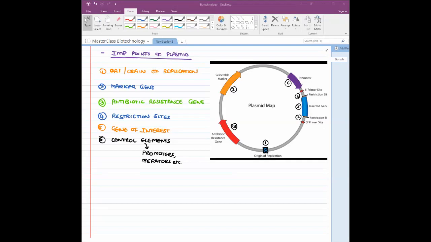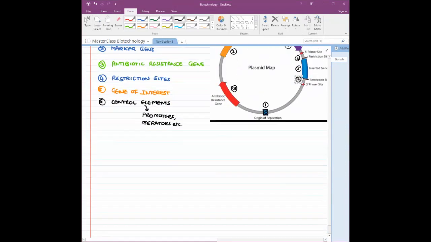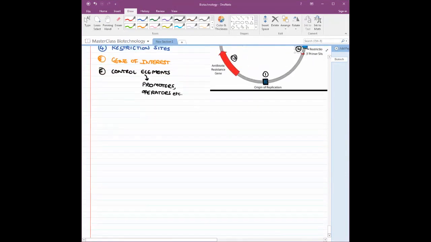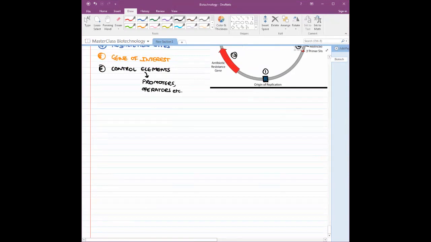So let's try to understand, guys, what exactly happens. Now first thing, we are going to talk about your resistance gene. See, origin of replication, why is this important? This can be recognized in any cell. That is why it is important. But now on the other side, guys, let's see what is the importance of this resistance gene.